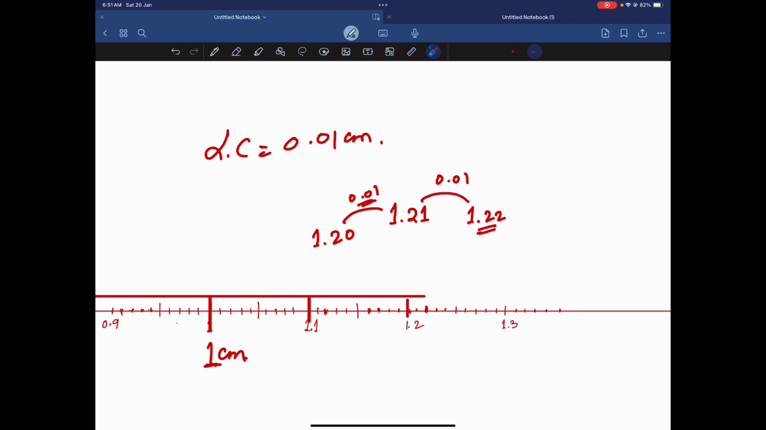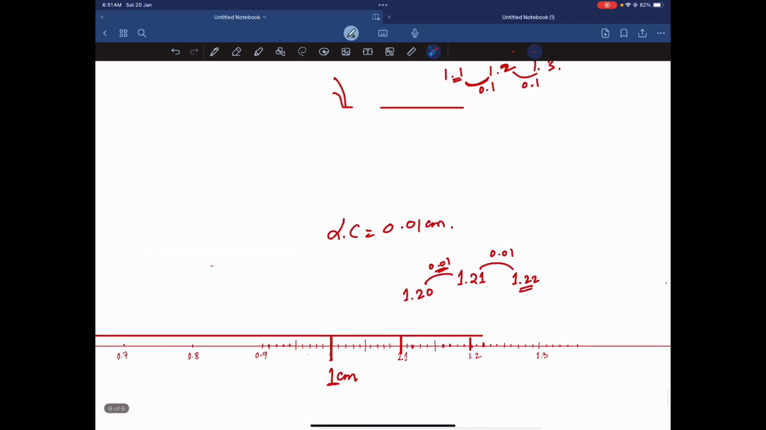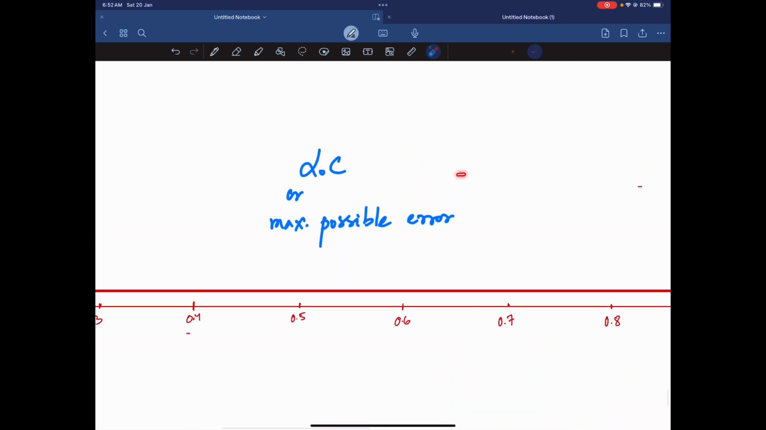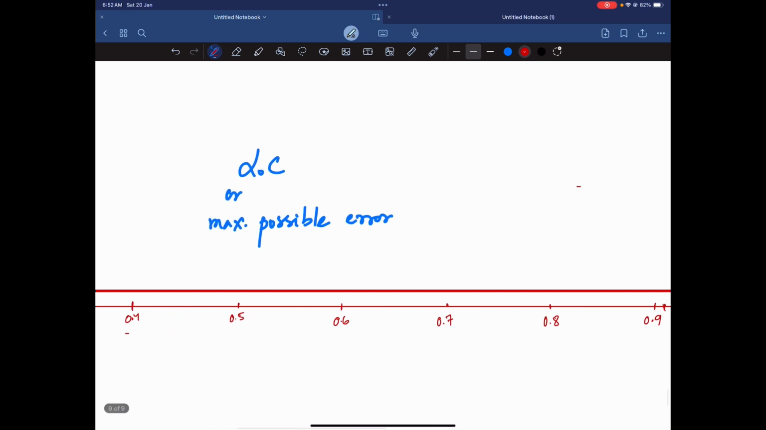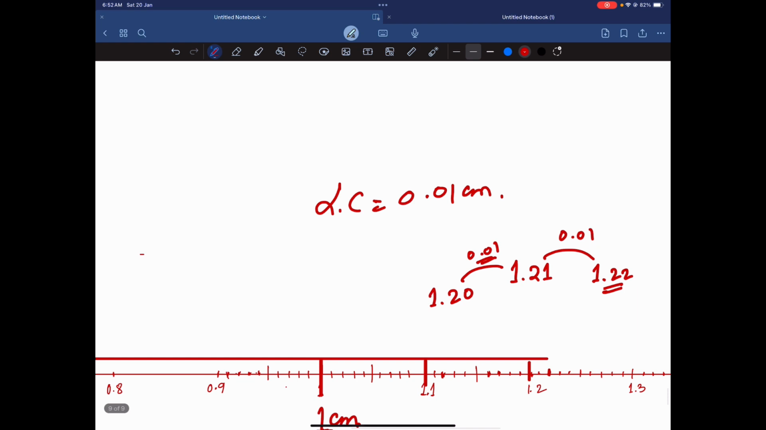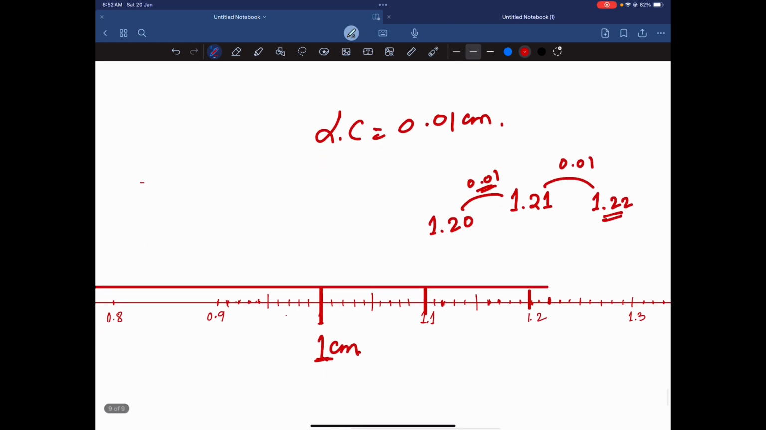I hope you get the idea. Why is least count also known as the maximum possible error? Hence the name: least count is the maximum possible error. I hope you got a brief idea why least count is called the maximum possible error. If you made a mistake, what could be the possible error?